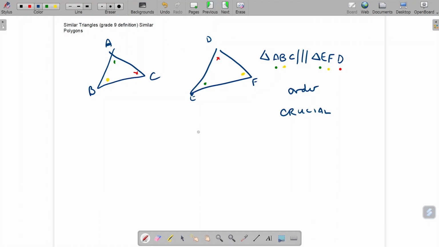What I get is that side length AB will be in proportion to EF in the same way that side length AC is in proportion to ED, and that BC is in proportion to FD, because the triangles are similar. Now, this knowledge of writing down the similar triangles in the correct order, and then being able to write down the proportion statement, is a key skill that hopefully you developed in grade 9.